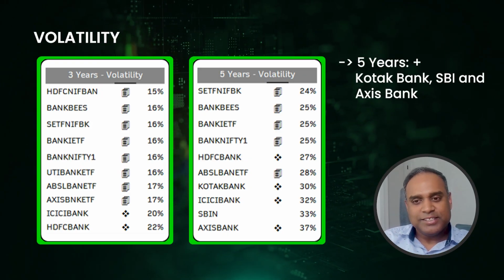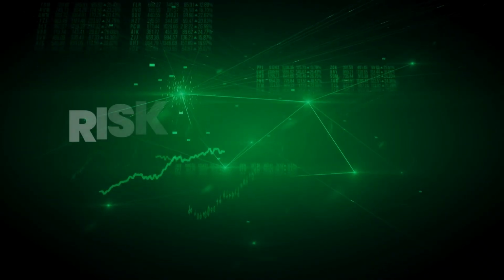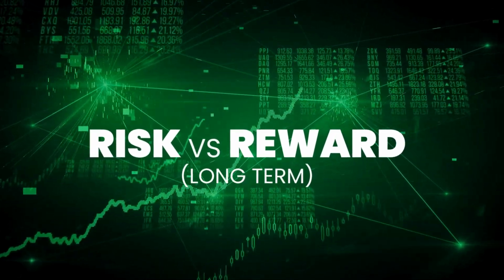Now this and the previous slide where we saw the performance, now we're getting to the performance and the volatility piece. If you think about it, the more volatile it is, the more risky it is. Generally speaking, the more risky it is, the more rewarding it is. So how do these things work together between stock performance and volatility? That's what we will call risk versus reward. First, let's look at risk versus reward in the long term.